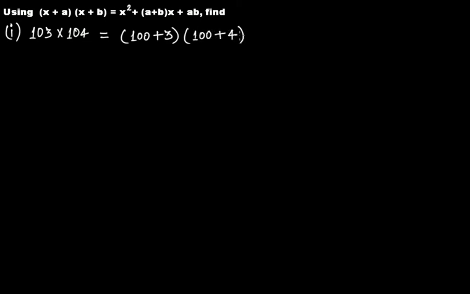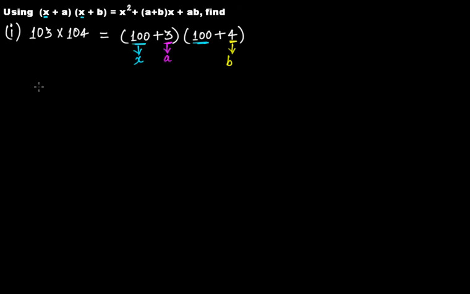So what you have done is you have actually written this expression in the form of (x + a) multiplied by (x + b). How? x is here, so 100 is here, 100 is here, then a is here, and then b is here, right? So (x + a) multiplied by (x + b), where we have taken this as x, this as a, and 4 as b. So (x + a)(x + b) is actually equal to x².